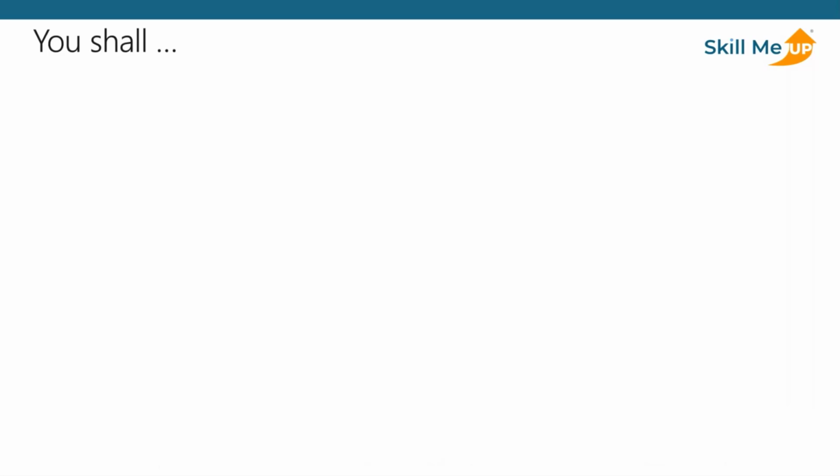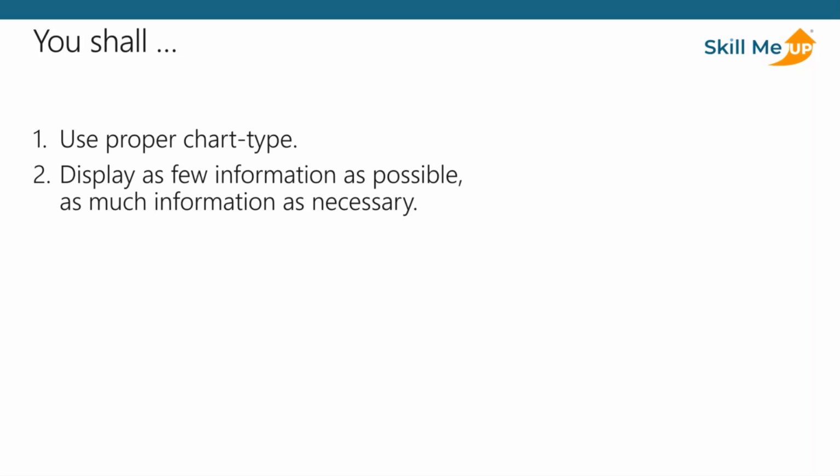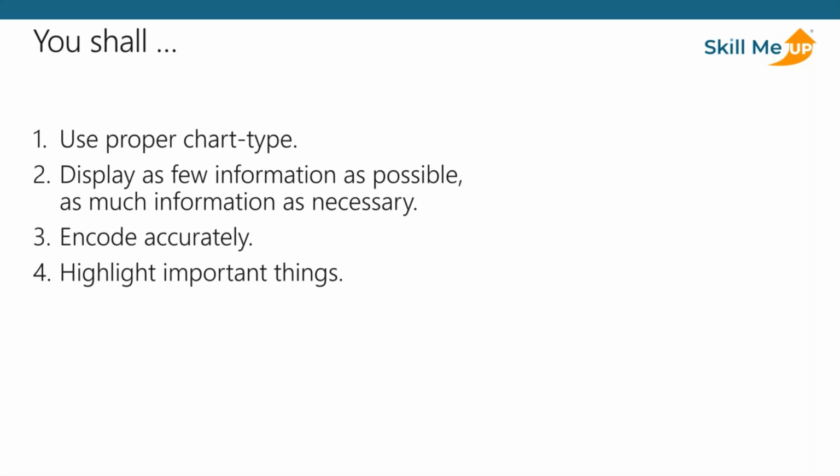So I came up with 5 rules, a handful of rules. The first one is that you should always use the proper chart type. That's the first thing we will take a look at. Then, when you have the chart type, you should think about displaying as little information as possible, as much information as necessary. Then, encode accurately. Fourth, highlight the important things. And very last, calculate measures. So if people need some calculations, please do them in the tool and show them the numbers.